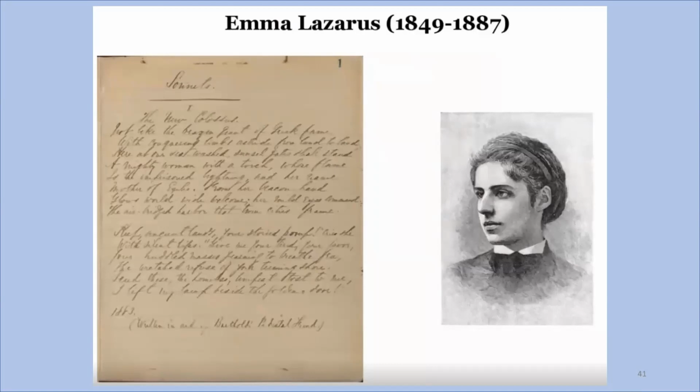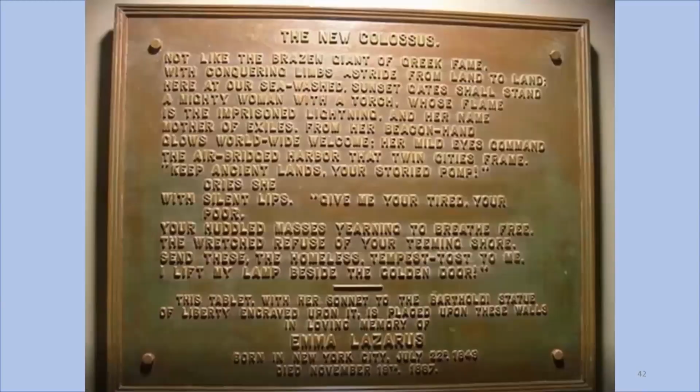So she wrote the poem called The New Colossus. And interestingly, the poem did not gain notoriety when it was first written in 1883. It was actually not until the year 1906 when this plaque was first affixed to the inside of the Statue of Liberty.